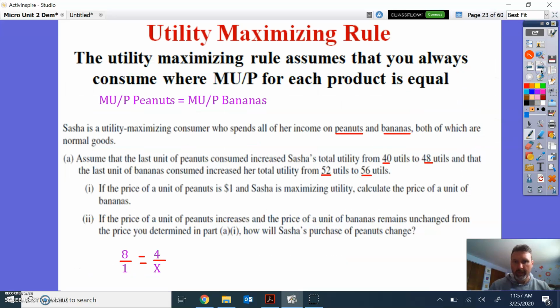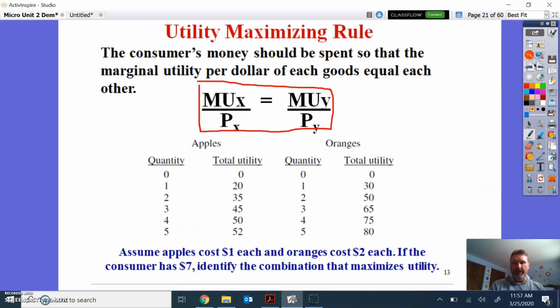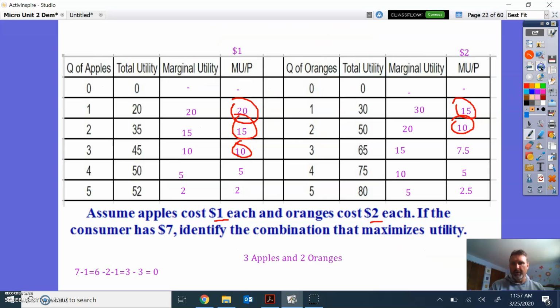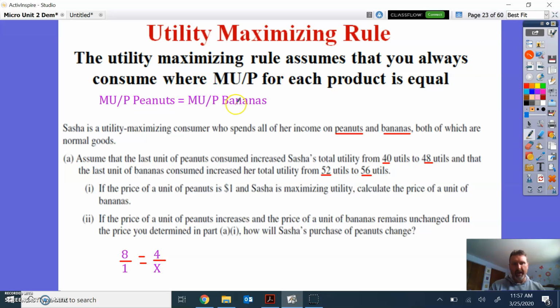So the last problem that we want to get to, guys, is this idea of putting those equations the same as they were before. Just like we looked right here, MU over P equals MU over P. You see how it has an x and a y? Those are variables. In this problem we're doing peanuts and bananas. Sasha is a utility-maximizing consumer who spends all of her income on peanuts and bananas.